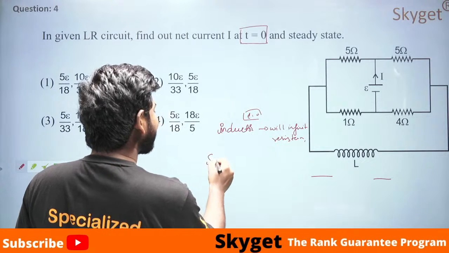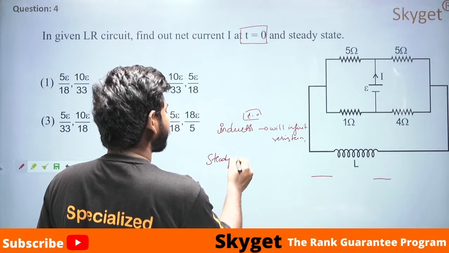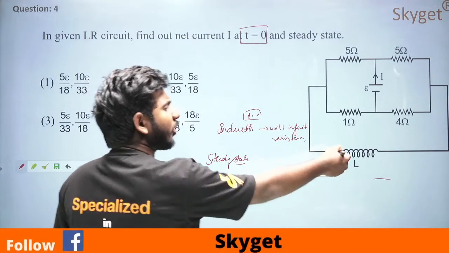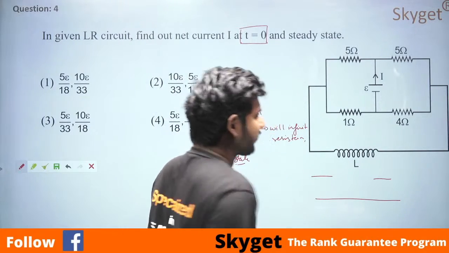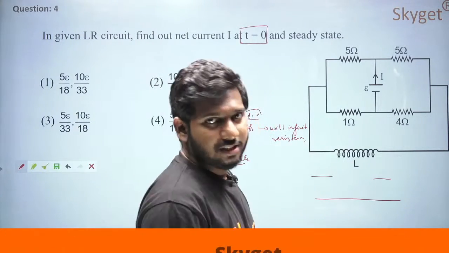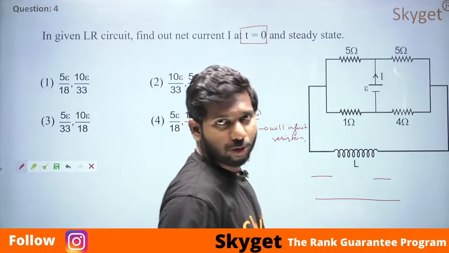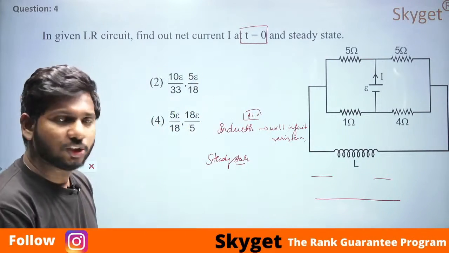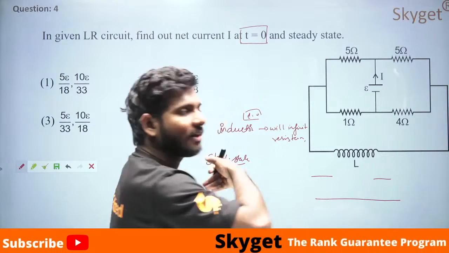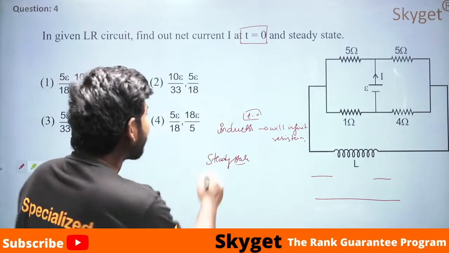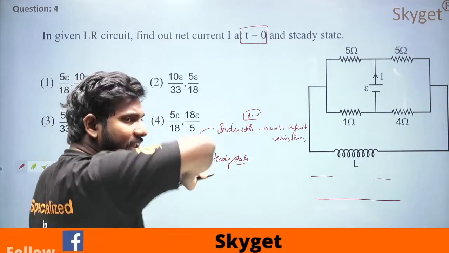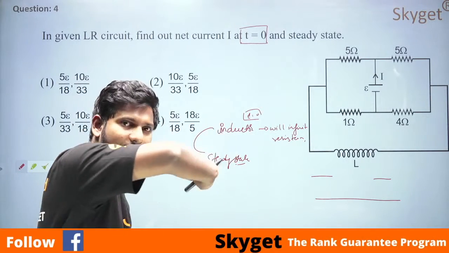At steady state, you can remove the inductor and make it a short-circuited wire. Just join a wire, with no resistance, and you will have current through that inductor. If a capacitor is there, the operation will be reversed.